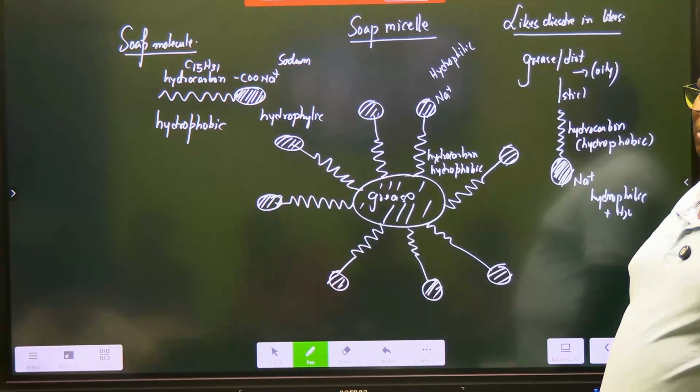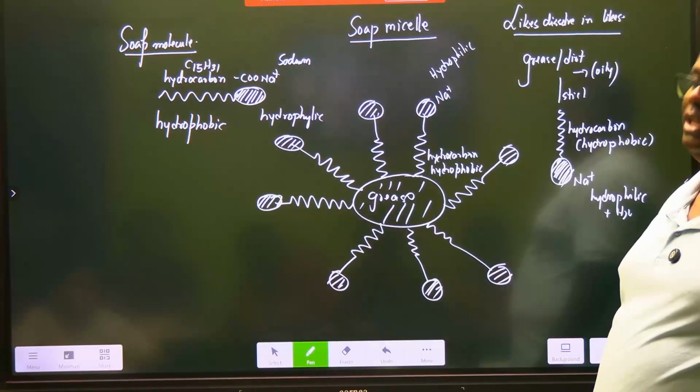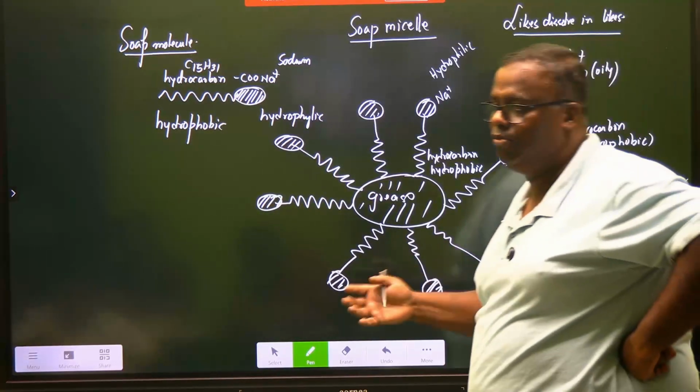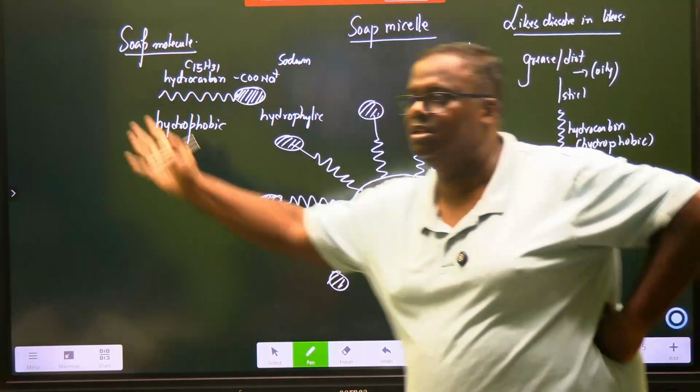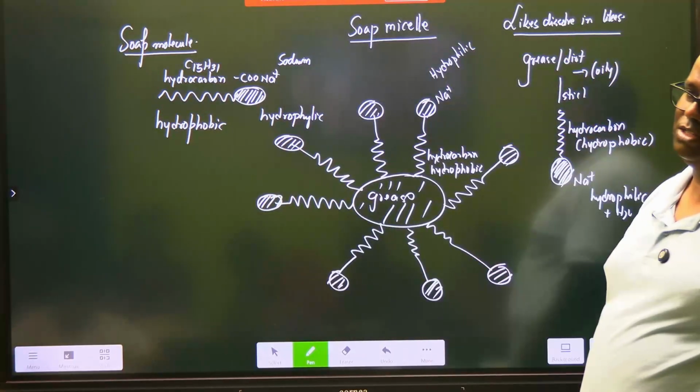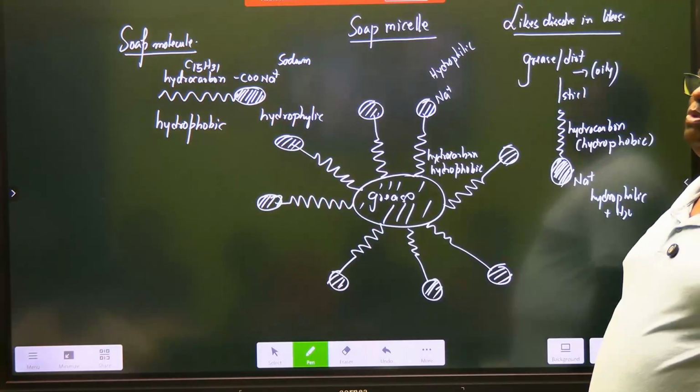Now you'll call the helicopter and you'll do what? Water, water thawing, and rinse. You'll do a lot of rinsing. So when you rinse, the grease part goes away. This is the mechanism. And how to distinguish between soaps and detergents.